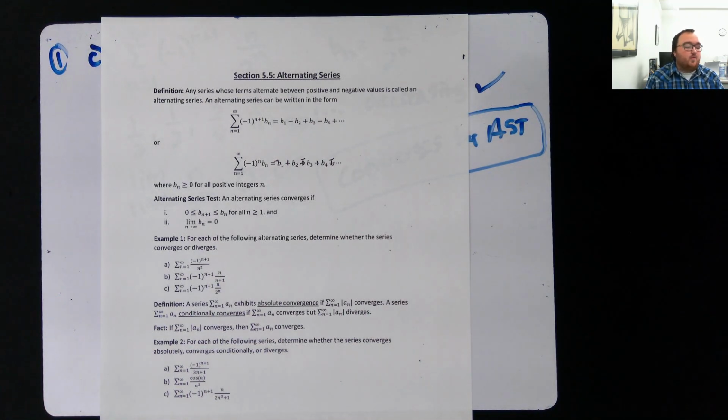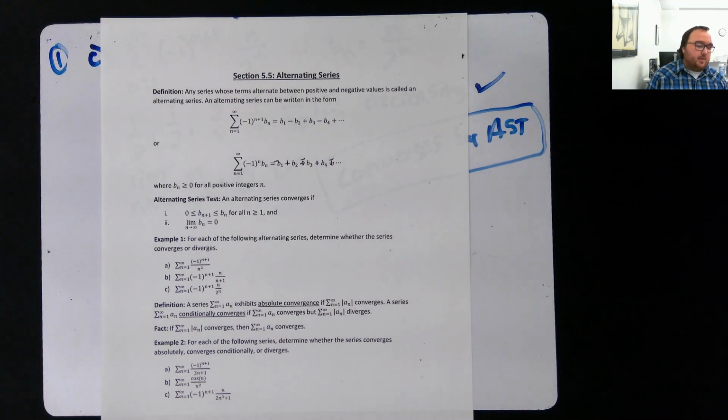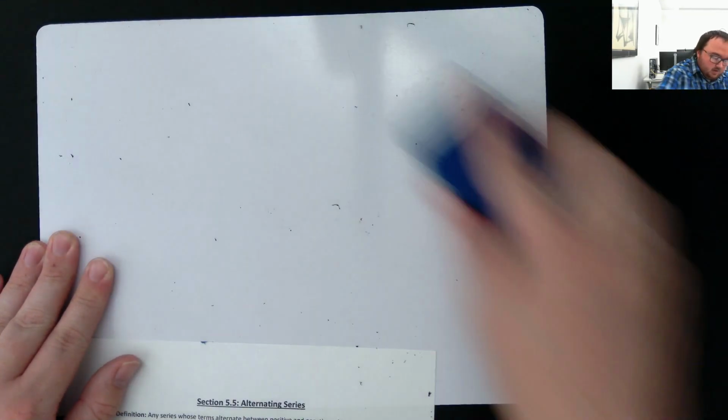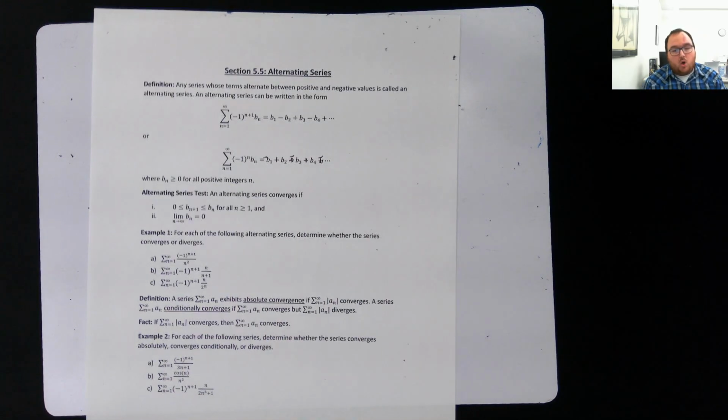And there's a fact, if the absolute value converges, then the regular a_n also does. So if I want to test for absolute convergence, I've got to do the absolute value to start with. I'm going to start with that. So example number 2, for each of the following series, determine whether the series converges absolutely, converges conditionally, or diverges. All right, so let's do some examples of that. So let's do 2a first.